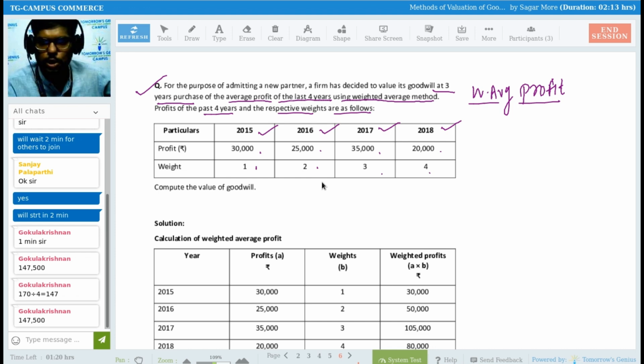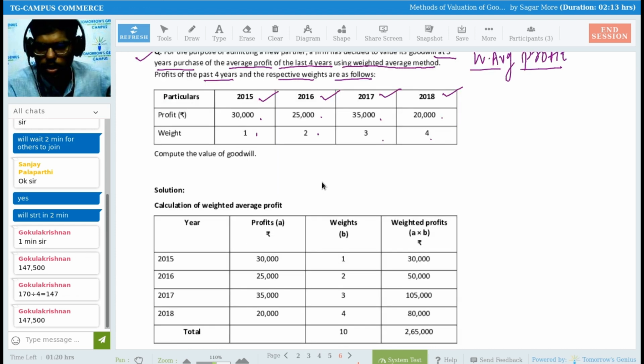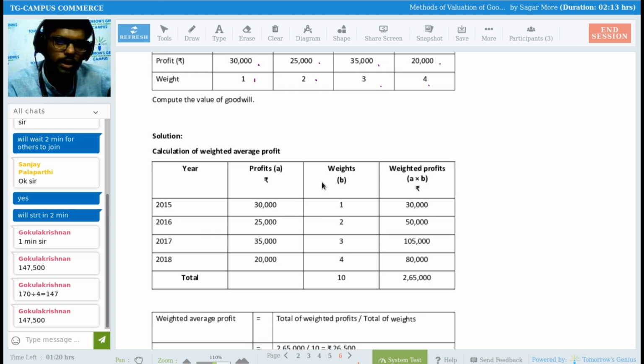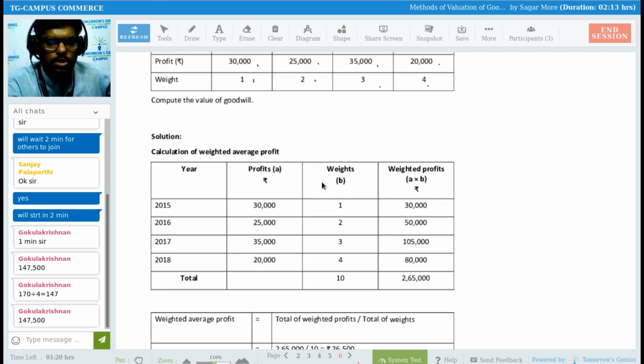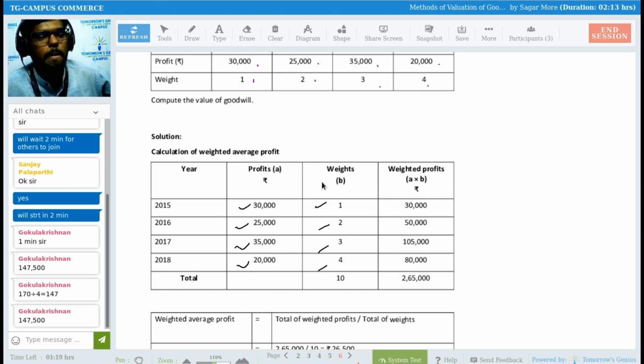So how to calculate weighted average profit? We studied this in maths as well. We write down these profits and apply weights. We multiply by weights, so we can get weighted profit. Weights are already given, 1, 2, 3, 4. If weights are not given, then I need to assign weights. It is purely an assumption, as per your understanding, you assign weights 1, 2, 3, 4, 5. So you multiply now, and you will get the weighted profit.